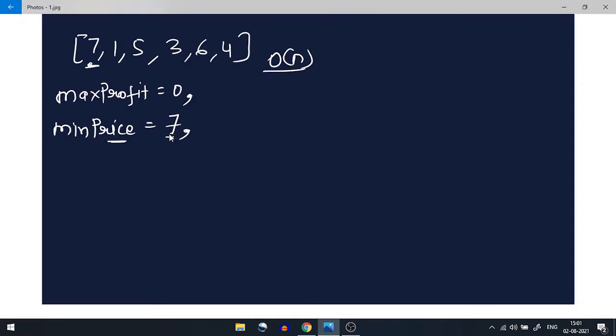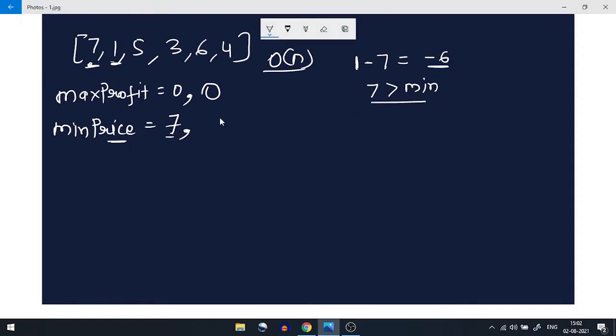So we already have 7 here, so we'll take 1. So 1, because this is a future price, minus 7 is equal to minus 6. So this is my minus 6 profit. Is minus 6 greater than 0? No. So we will have 0 only over here. Okay, now we will check because we have minimum price 7. Is 1 less than the minimum price? Yes, it is. So we will update our minimum price with 1.